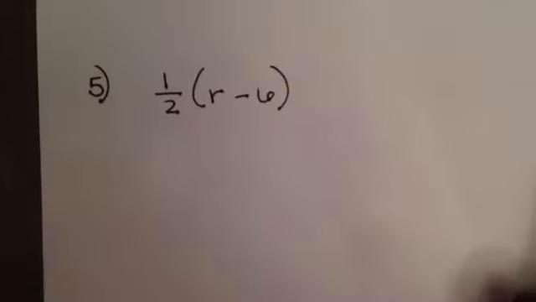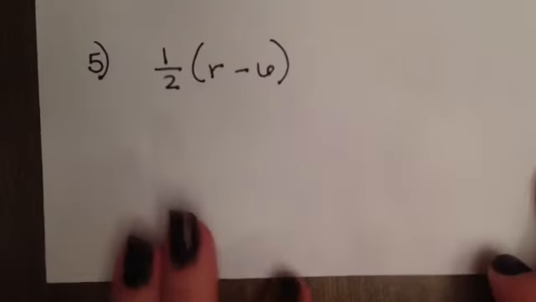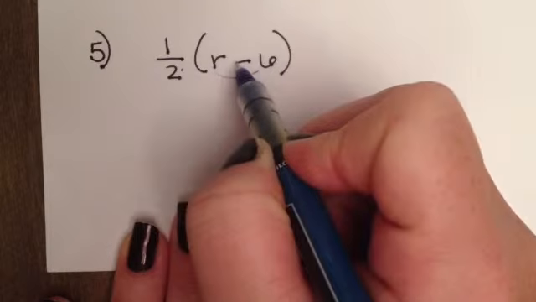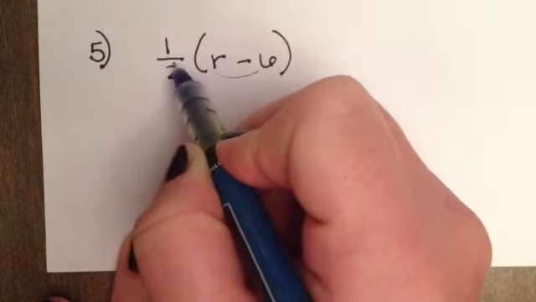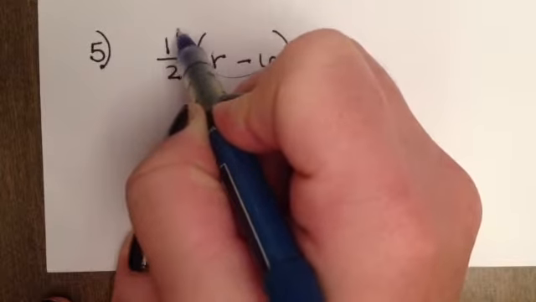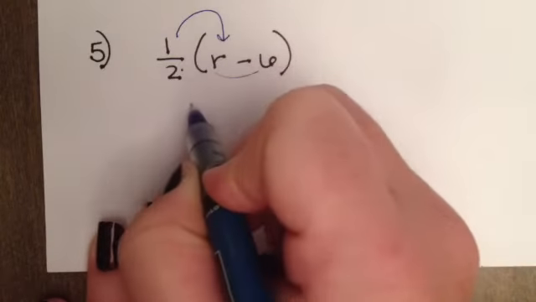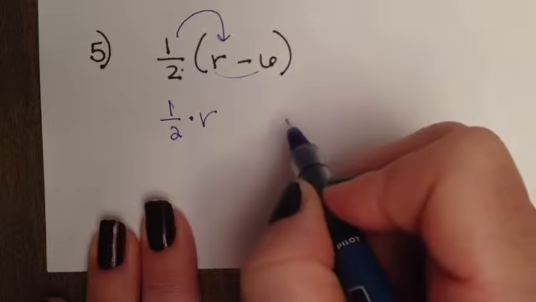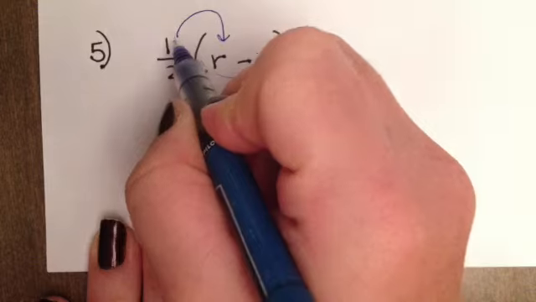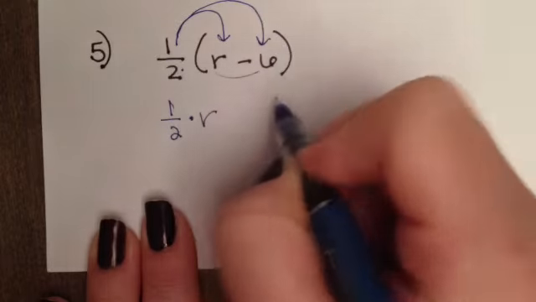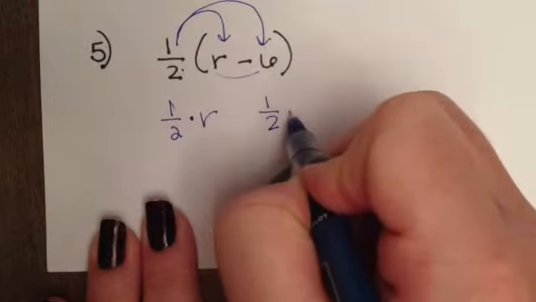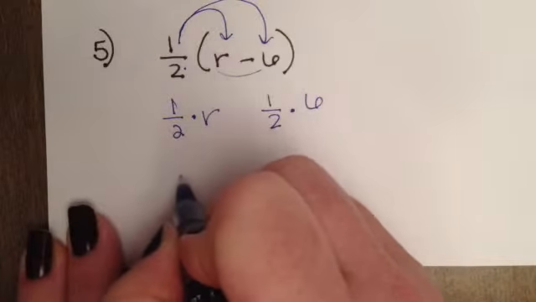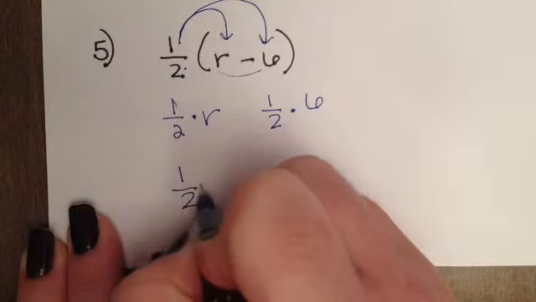Alright, here's one where we have a fraction out front. So this time, again, I can't do anything inside, so I have to distribute what is out front. This time I'm distributing a fraction. 1/2 times r. What's next? 1/2 times 6. 1/2 times r is just 1/2 r.